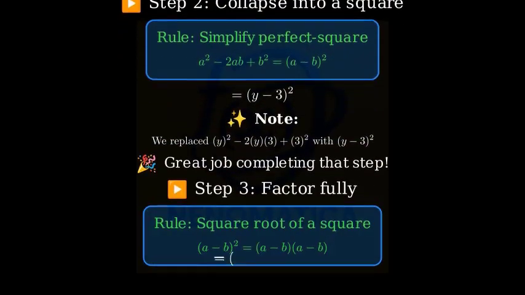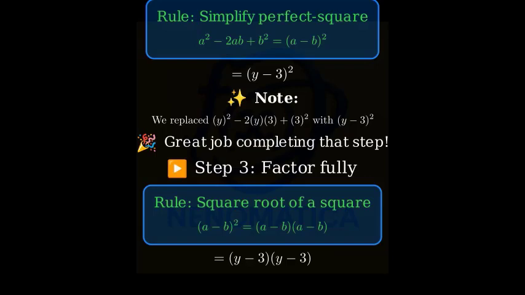Quick recap. We've shown that y squared minus 6y plus 9 equals (y minus 3) times (y minus 3). This is our final factored form. Let's look at another example.